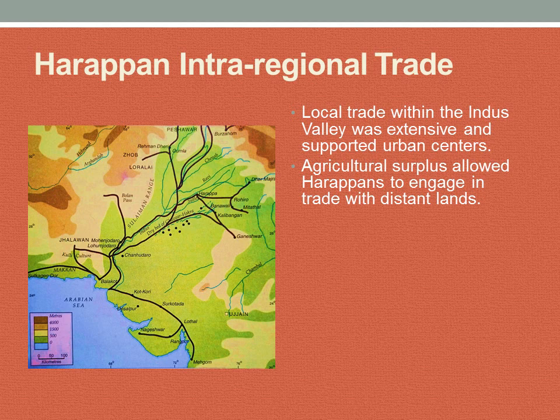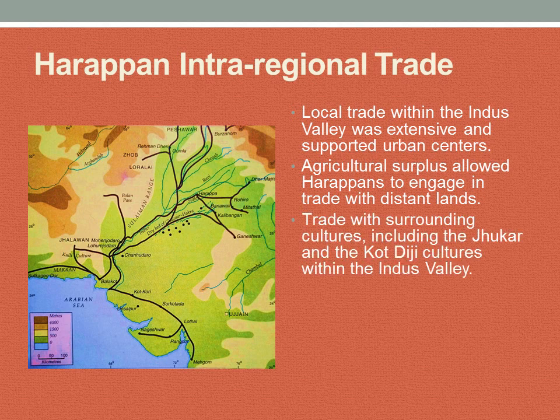So there was no shortage of food because this area was highly fertile. Hence there was excess of agriculture which led to agricultural surplus. Now this allowed the Harappans to engage in trade with the distant lands.